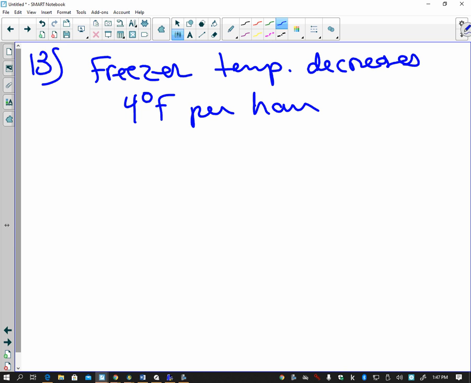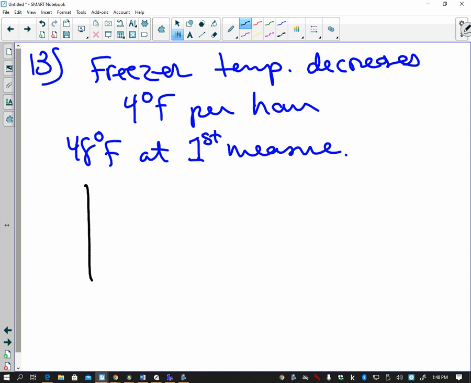Okay. Let's see, what else does it say? It says that the first temperature measured was, let's say, 48 degrees at first measure. This isn't as hard as it seems. It says write a linear function that describes the relationship between the temperature and the time, then make a graph showing this relationship. So basically they're looking for a temperature over time.